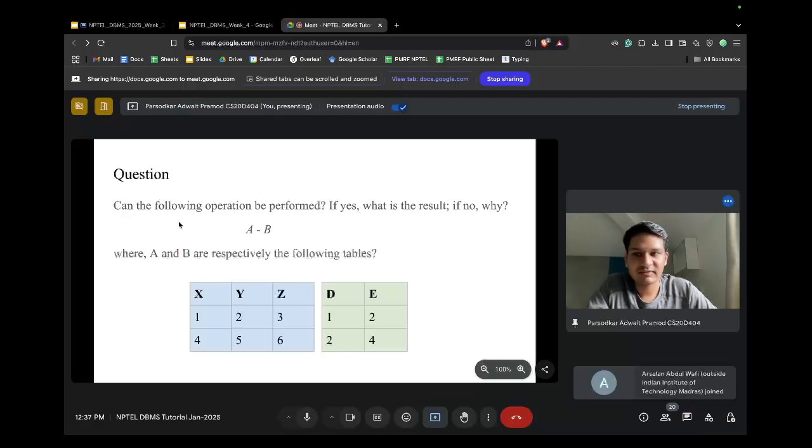Let us move to the next question. So the question is, can the following operation be performed? If yes, what is the result of the operation? And if no, why is the operation not possible? So the operation that we are talking about is the difference operation between two tables A and B. And you need to identify what A minus B would be, where A is the blue table and B is the green table. So is it possible to subtract the two tables or the two relations?